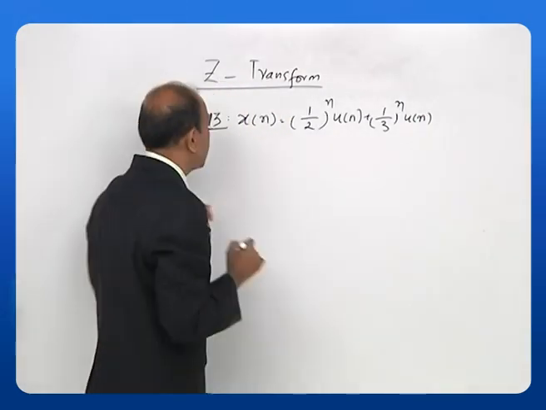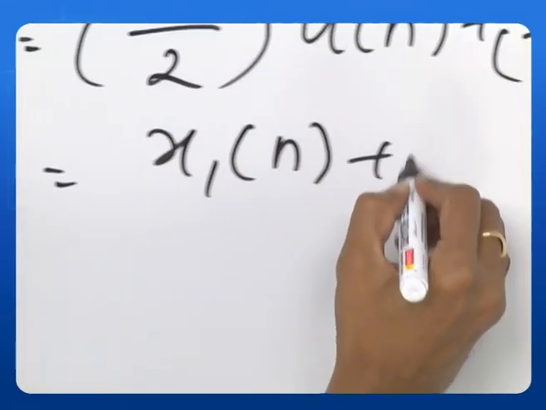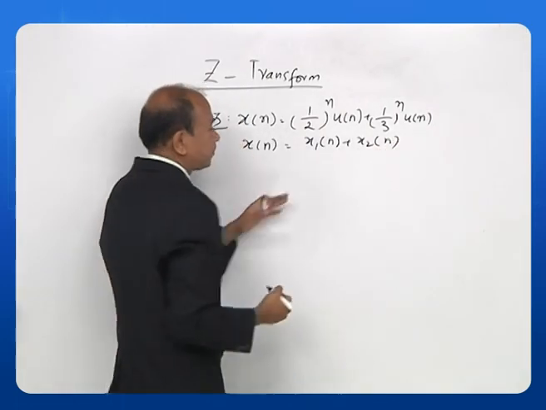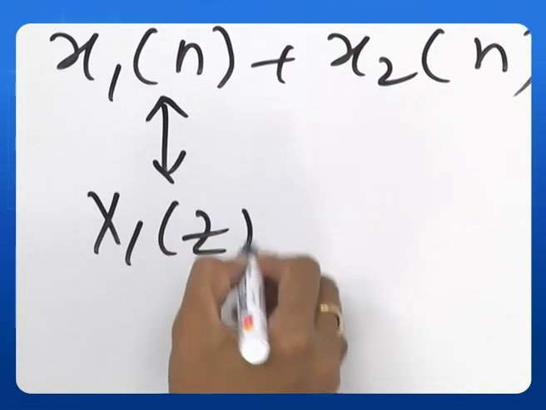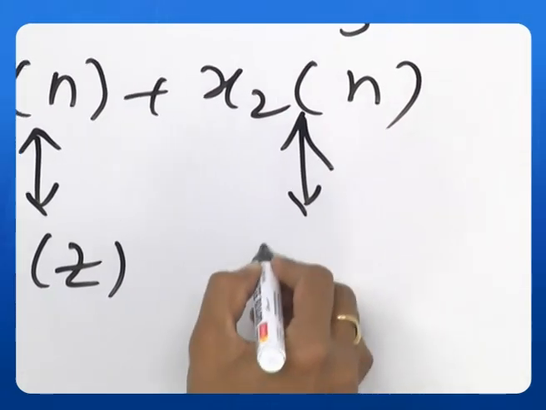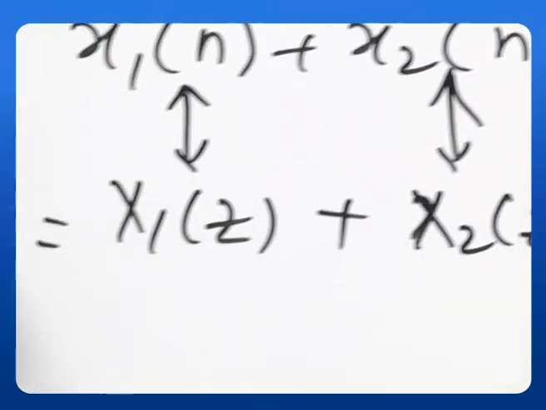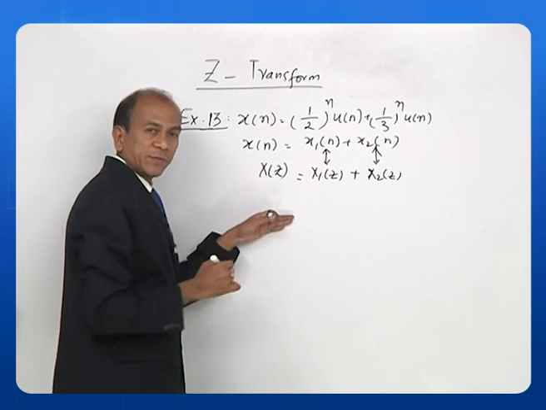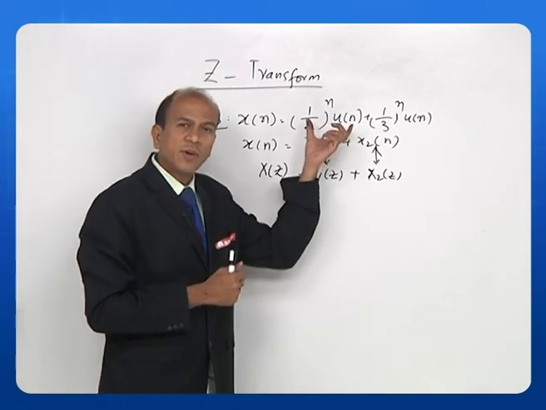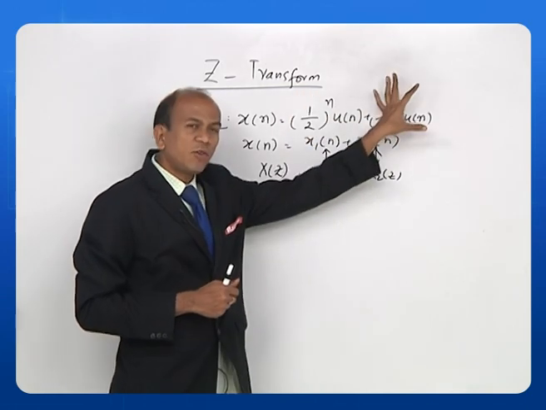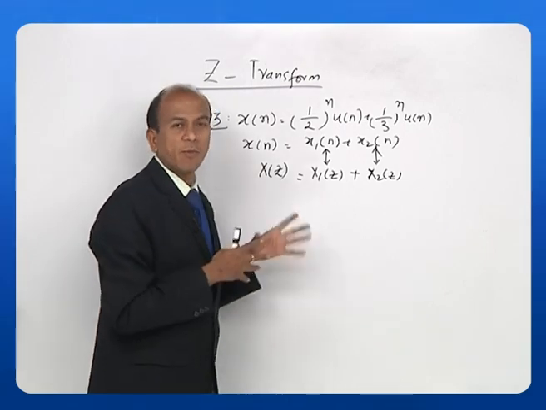Okay. So, this I can write as x of n is equal to x1 of n plus x2 of n. So, if this has a z transform of x1 of z, and this has a z transform of x2 of z, then when all this gets added, I will get the total x of z. So, because of this superposition property, first of all I will find out the z transform of this, then I will find out the z transform of this. We add these two together, then we will get the total z transform of the given signal.